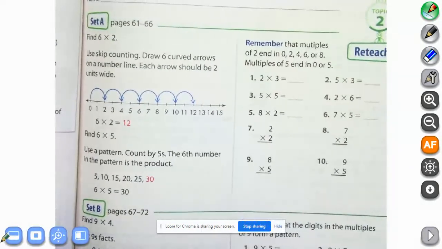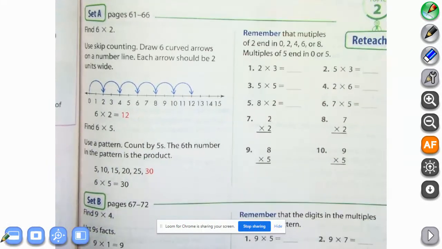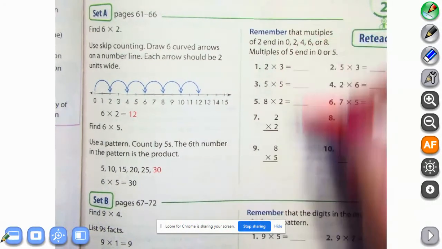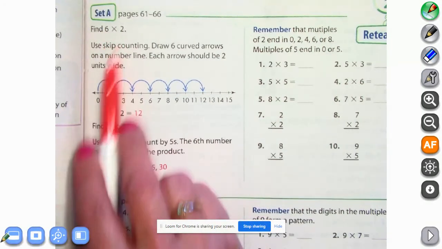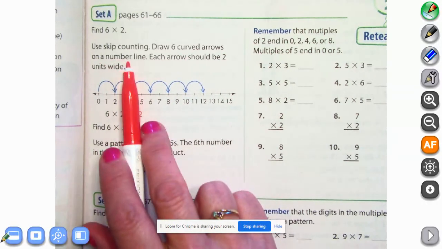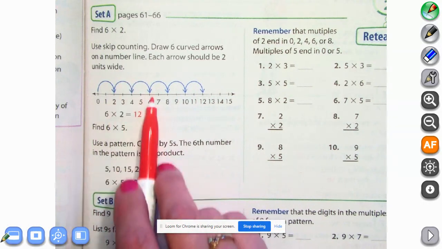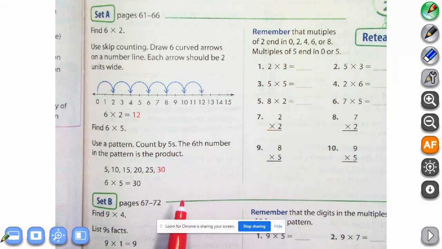All right, we are moving on to page 99. It's called the Reteach, and I use this as a review for the chapter. So the left-hand side is all information, and the right-hand side is where we do the problems. So set A, find 6 times 2. Use skip counting. Draw 6 curved arrows on a number line. Each arrow should be 2 units wide. So they went 2, 4, 6, 8, 10, 12. 6 times 2 equals 12.